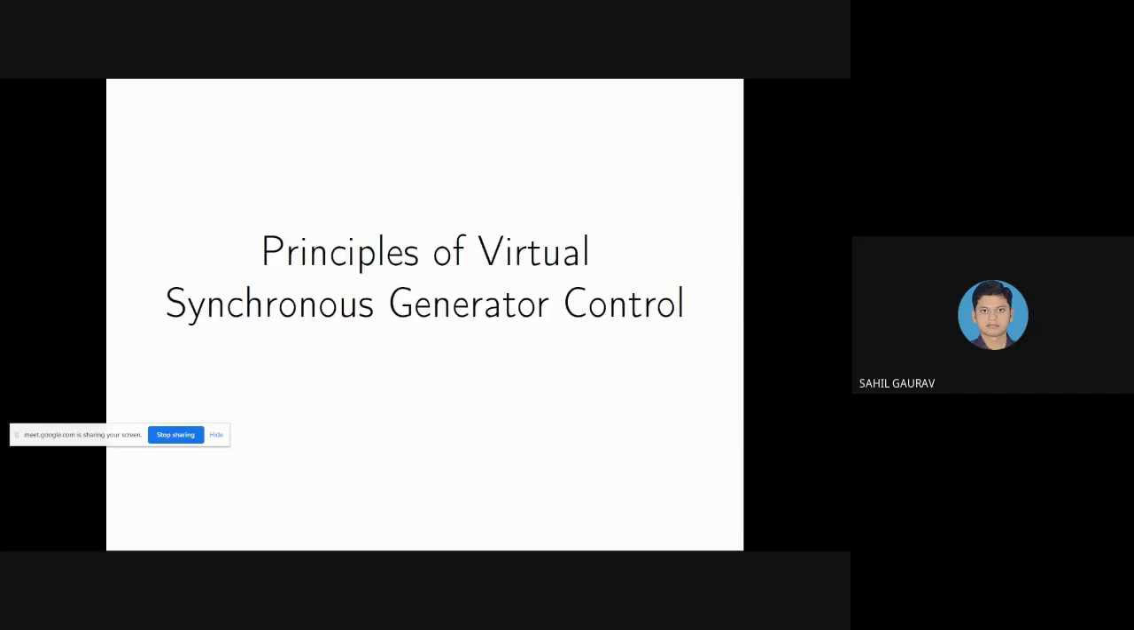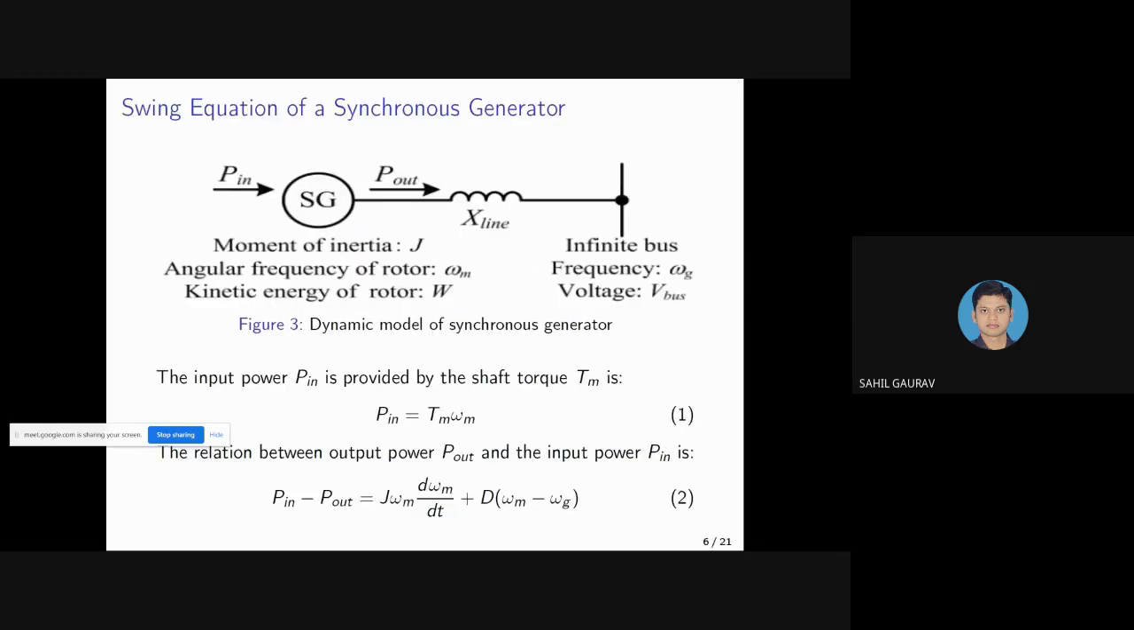Now coming to the principles of virtual synchronous generator control, beginning with the swing equation of a real synchronous generator. This figure shows the dynamic model of a synchronous generator connected to an infinite bus. From the figure, the input power P_in is provided by the shaft torque Tm. P_in is equal to Tm omega_m. Here omega_m is the angular frequency of the rotor. Here we have assumed that the number of pairs of poles is 1. Otherwise, it will be P equal to p/2 Tm omega_m.